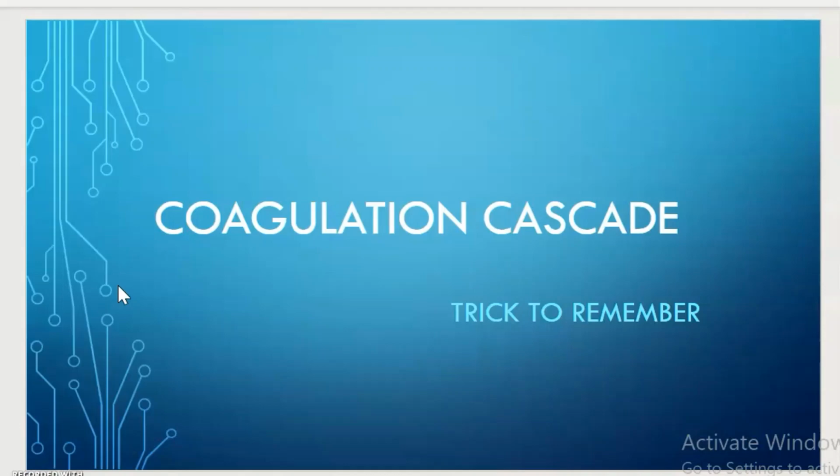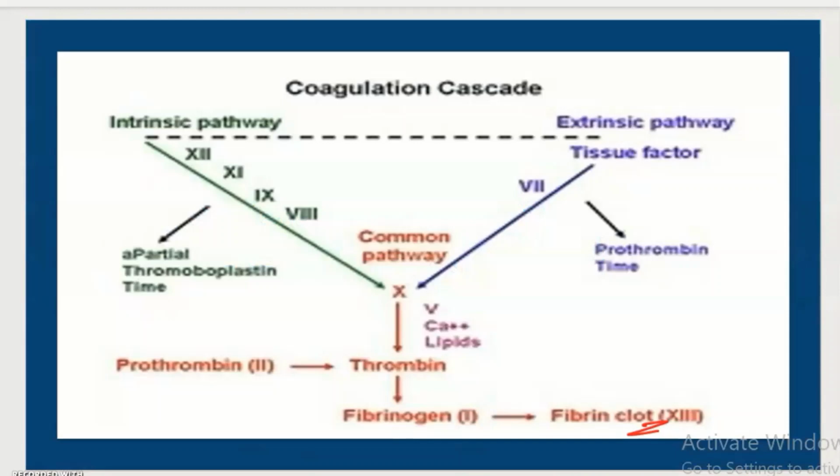Today we're gonna learn a trick to remember coagulation cascade. The coagulation cascade includes three pathways: intrinsic pathway, extrinsic pathway, and a common pathway that lead to the formation of clot.